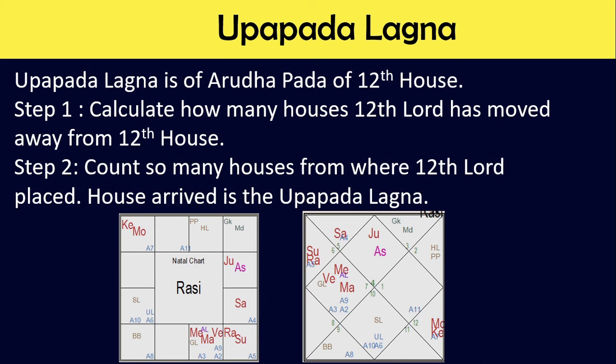Now count so many houses from where the 12th Lord is placed. So we calculate 5th from Mercury, that means 5th from the 4th house, that is the 8th house. So here the 8th house is the Upapada Lagna, that means Aquarius.